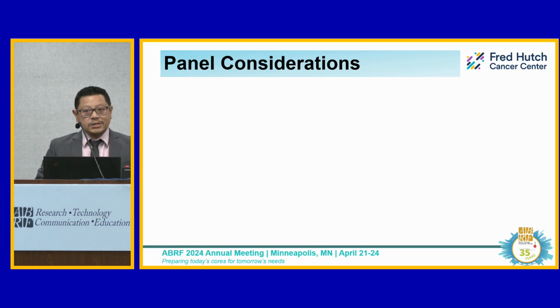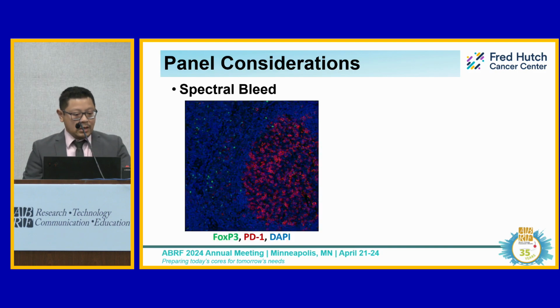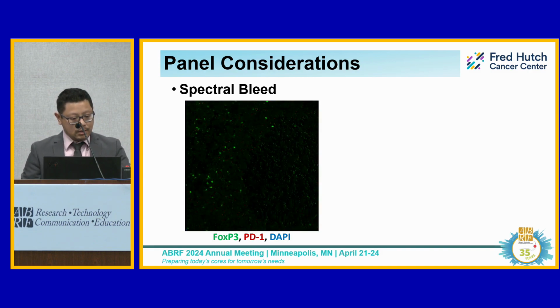So panel considerations. When we're building a panel, there's a couple main things we want to consider. First one is spectral bleed. And what that means is it's basically bleed from a neighboring fluorophore. So in this case, I have FOXP3, PD1, and DAPI. And when I take off the DAPI, you'll see, I don't know if it comes through very clear here, but you can see on the right side, right around here, there's a lot of green bleed from the PD1. Do you guys see that, or is that horrible? Okay. I went ahead and circled it for you just in case.